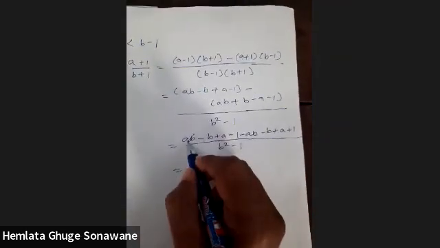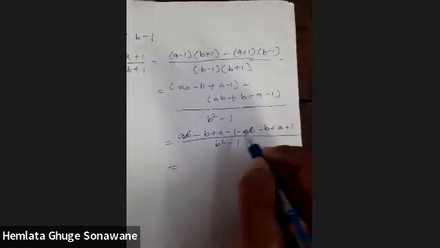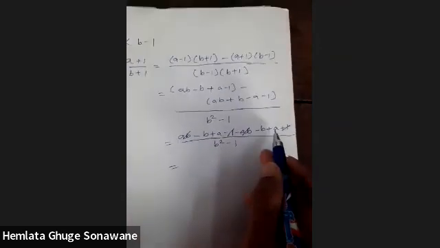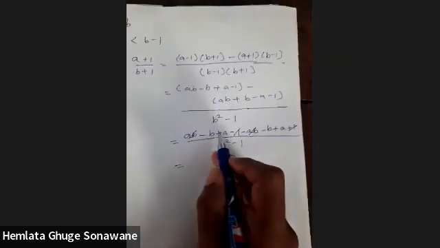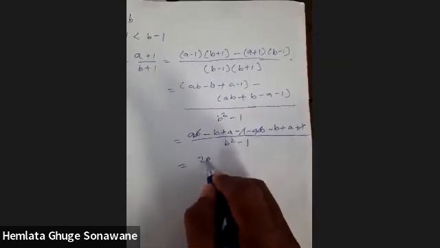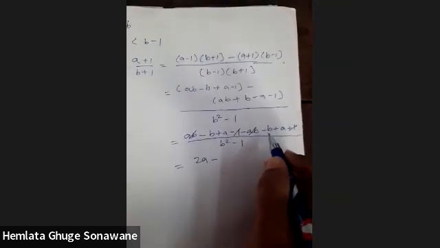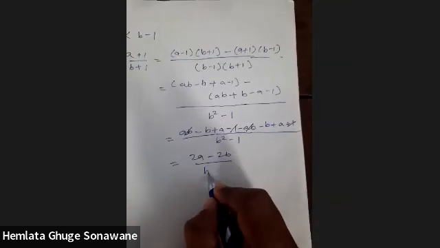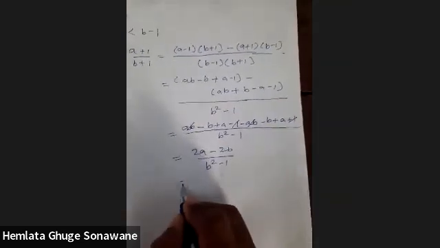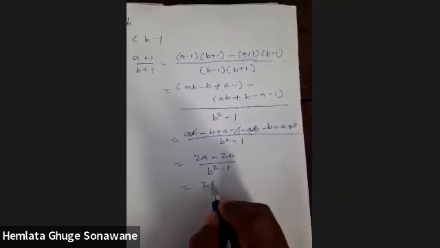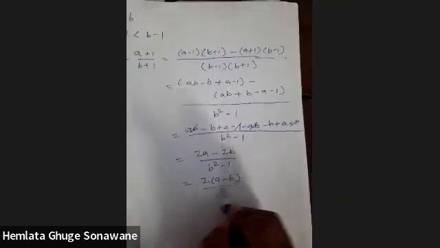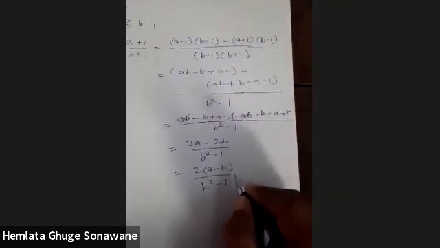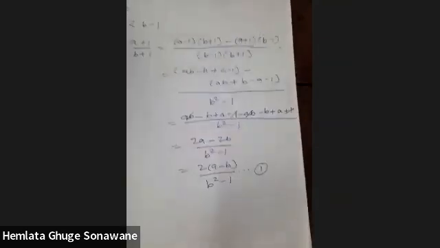Now plus AB minus AB cancel, plus 1 minus 1 plus 1 cancel. Now here 2 plus A's are there, it becomes 2A, minus B and minus B becomes minus 2B. Here B square minus 1 as it is. We'll take 2 common here: 2 into A minus B upon B square minus 1. This is marked as equation number 1.